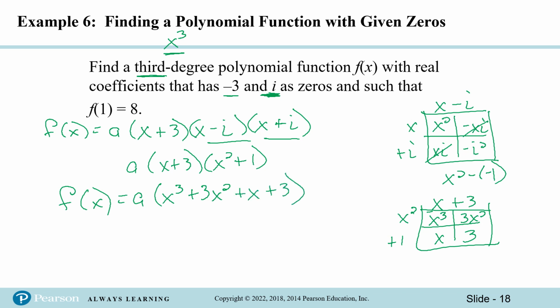Now sometimes if they had not given us this, then we would have been done. But they did tell us f of 1 is equal to 8. Okay, so what do we know that f of 1 is equivalent to y. So 8 is my y value, and 1 is my x value.